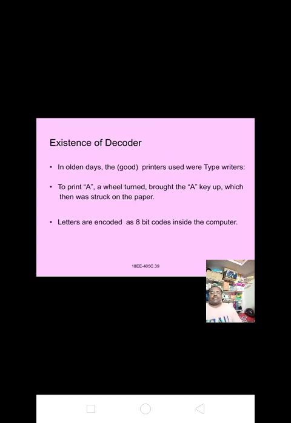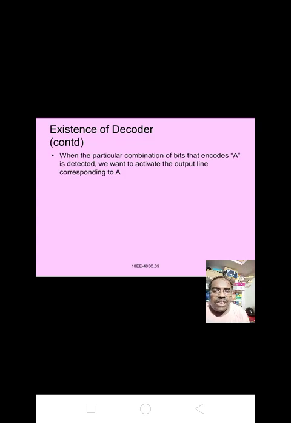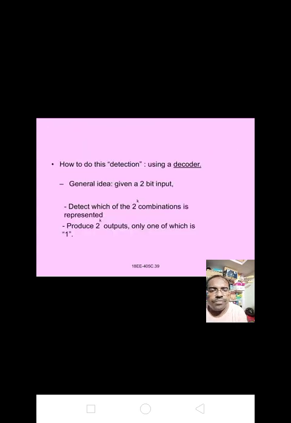In olden days, typewriters were used for printing. To print, a wheel turned and brought the A key up, which then struck the paper. Later, characters are encoded as 8-bit codes inside the computer. Next, when the particular combination of bits that encodes A is detected, we want to activate the output line corresponding to A. How to do this detection using a decoder?